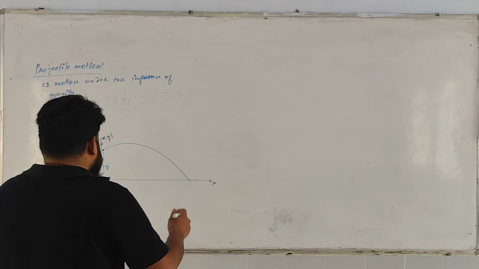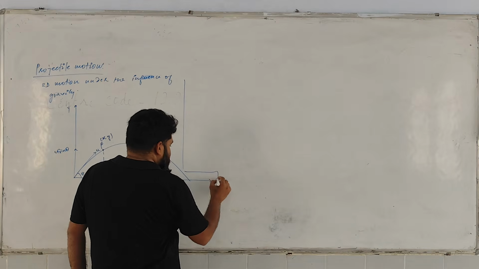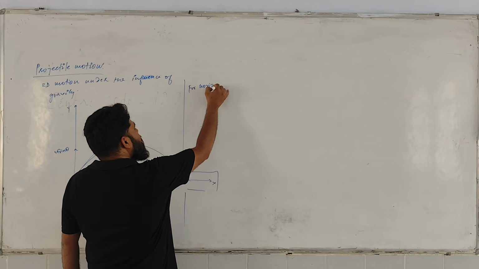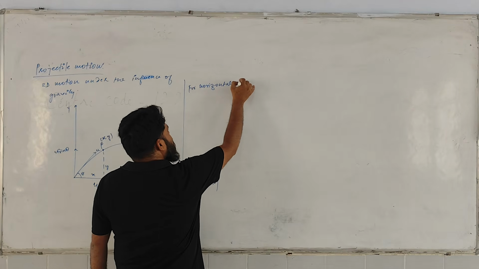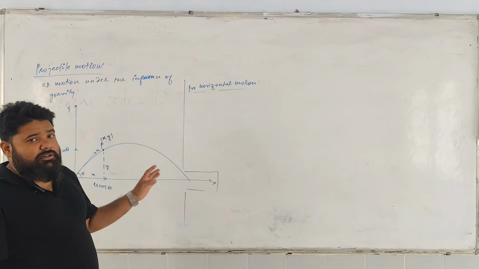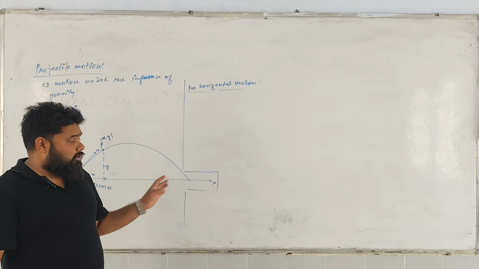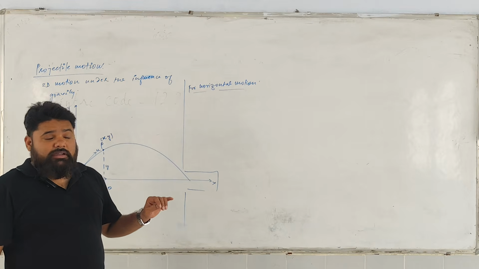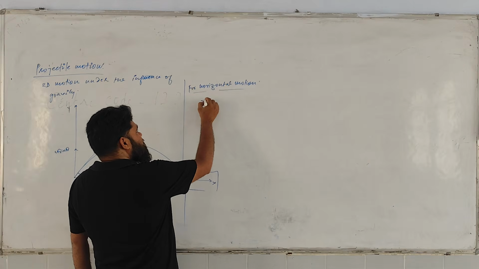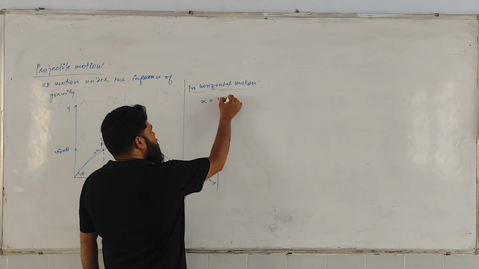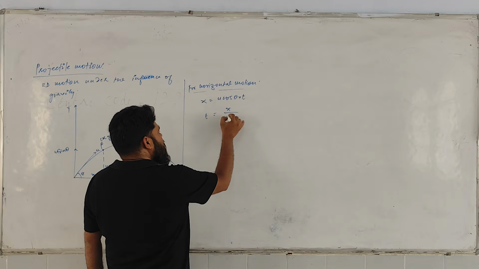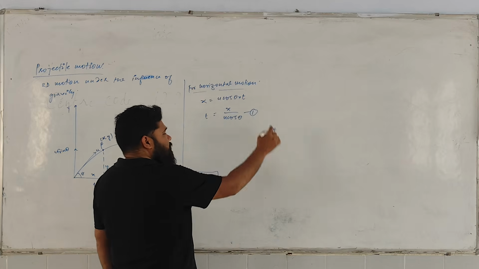First of all, we will look at the horizontal motion. As we know, the motion along the horizontal direction, or the x-axis, is uniform motion, and the body covers the distance x in time t. For uniform motion, distance is equal to speed into time, that means x is equal to u cos theta into t. Then t is equal to x upon u cos theta, and that is equation number 1.